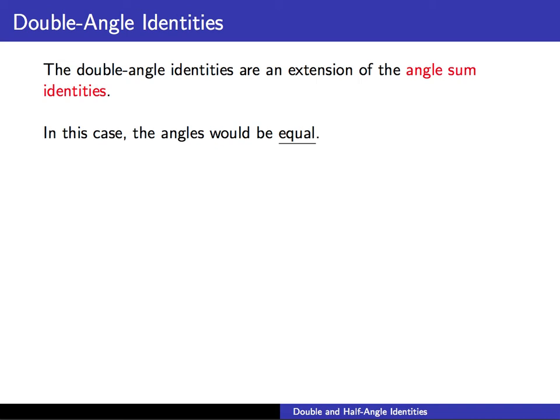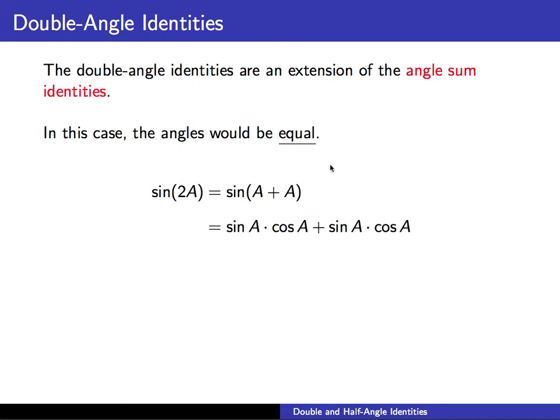So in this case, when adding the two angles together, the angles would be equal. So for instance, a plus a gives us 2 times a. So sine of 2a is the sine of a plus a, which if we expand it out, we get the sine of the first times the cosine of the second, plus the sine of the second times the cosine of the first. So notice we have sine a cosine a that we're adding to itself, and when we add something to itself, we double it. So our sine of 2a is 2 times the sine of a times the cosine of a. And again, just an extension of using the angle sum in which the angles are equal.